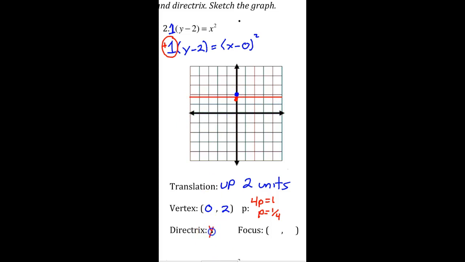So this time, since the directrix is below the vertex, it's going to be 2 minus 1/4, which is 7/4. Right? And the focus will be 1/4 above. So it'll be 2 plus 1/4, which is 9/4. And of course, the x-coordinate here will always be the same as the x-coordinate of the vertex. So you can expect to see these two always be the same.